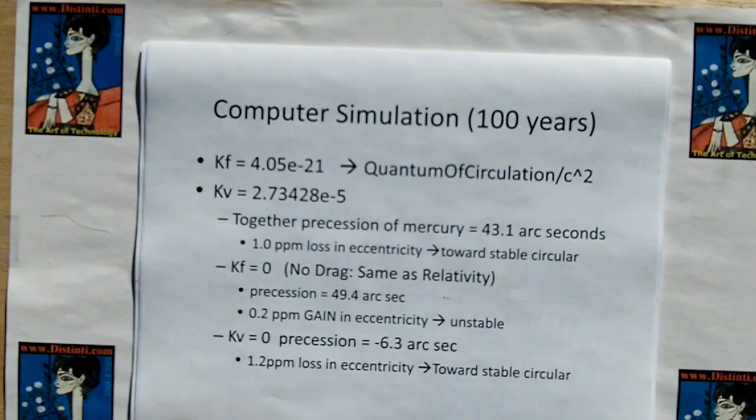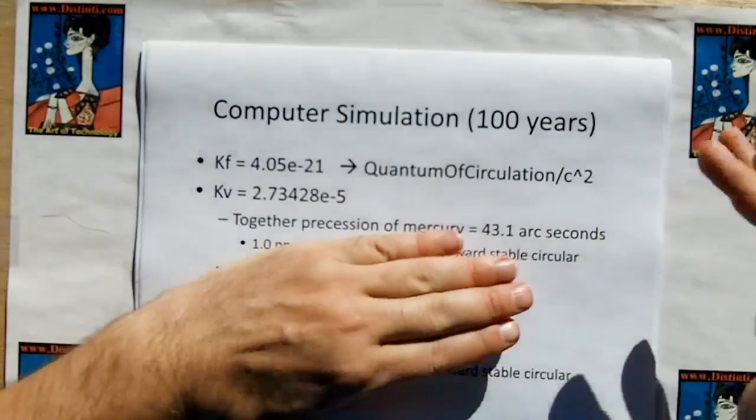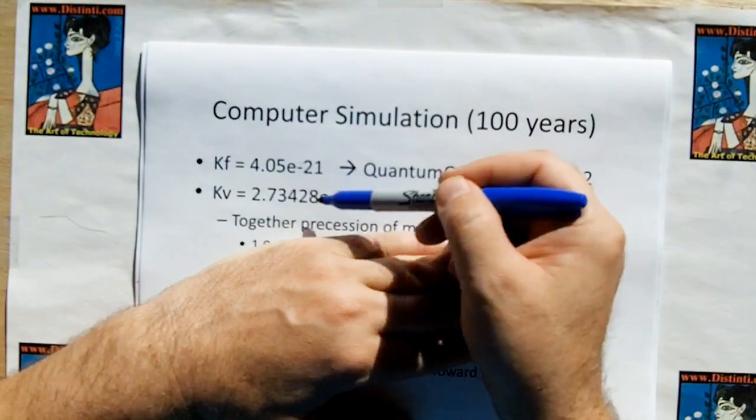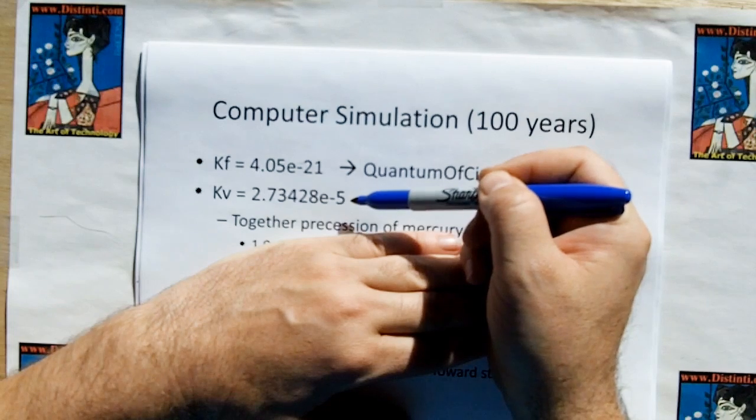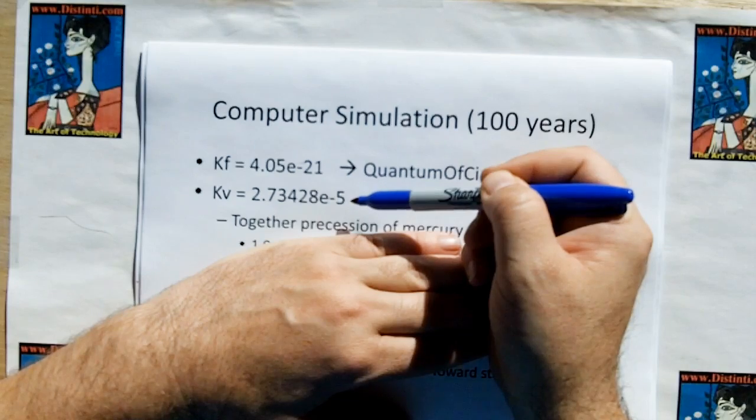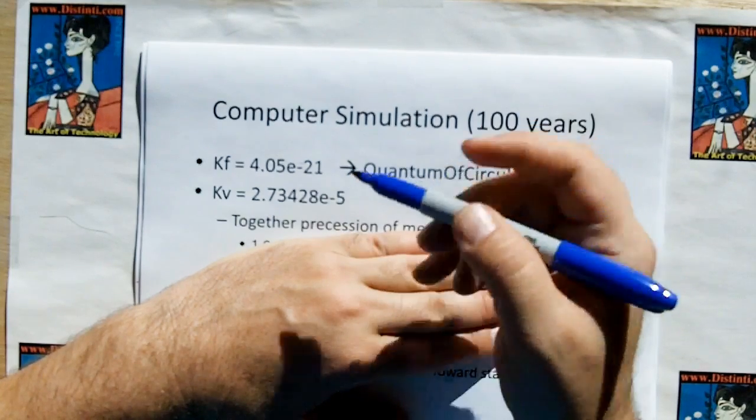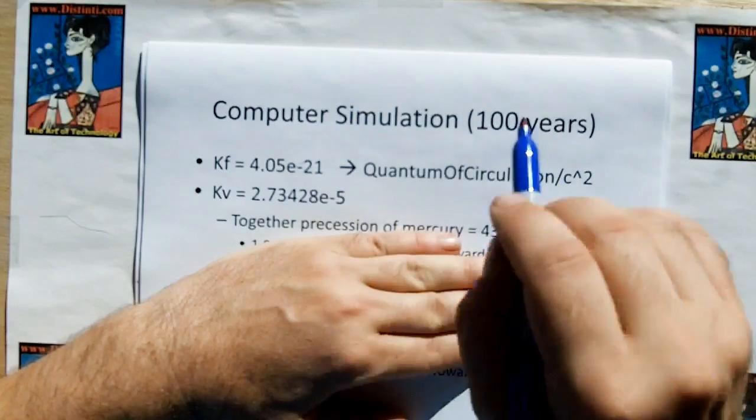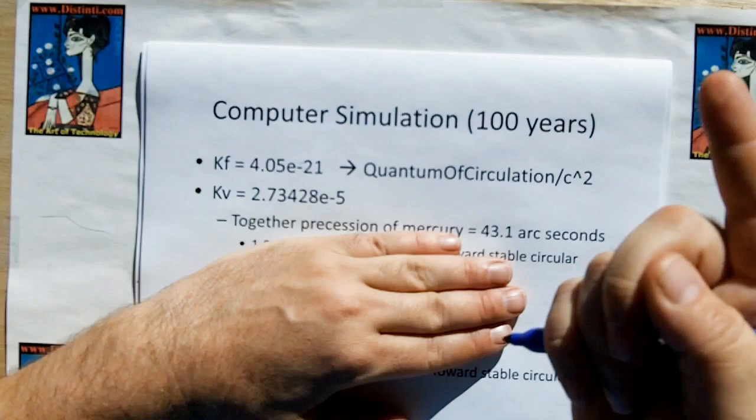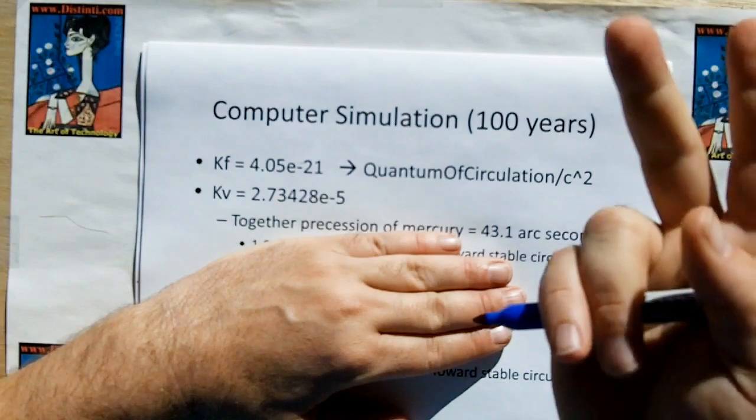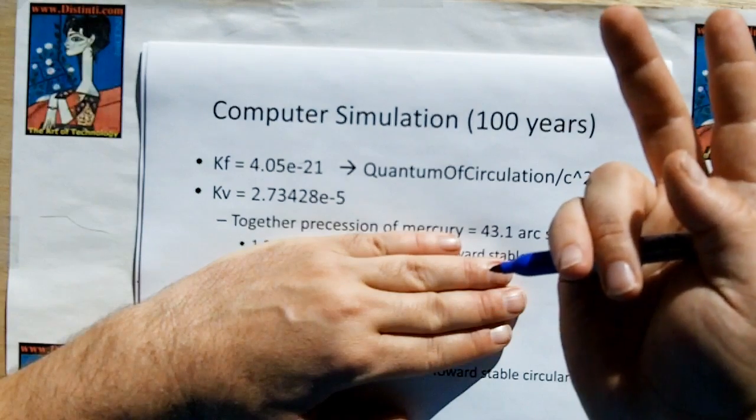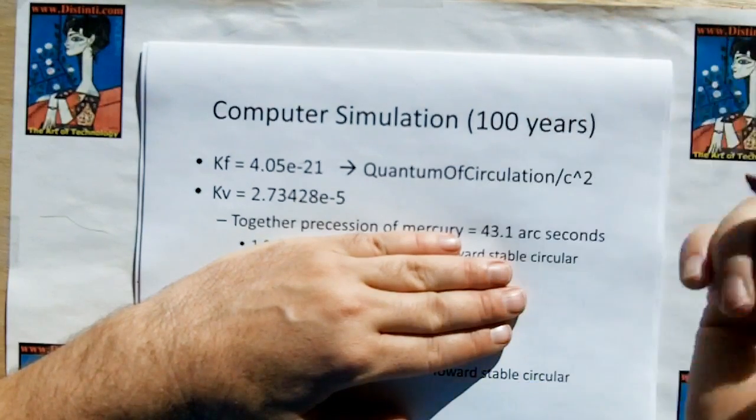So what did the computer simulation say? Well, what I first did is I set this term to 0 and played around with this number till I got 43 arc seconds of precession between an orbiting Mercury and a reference Mercury that does not obey the drag. In my numerical simulation, I can't be sure of the precision, but if I have one that obeys classical theory and one that obeys the new drag, then the difference between them should be the precession that we would get with the numerical error removed.